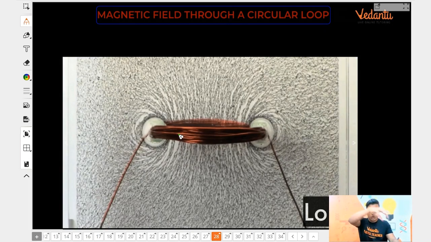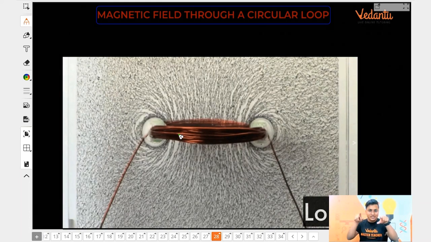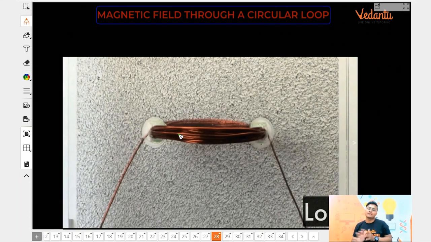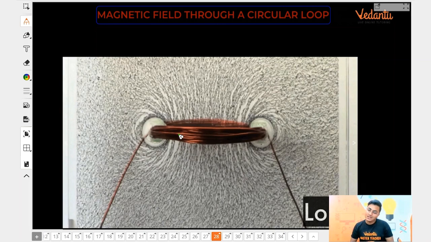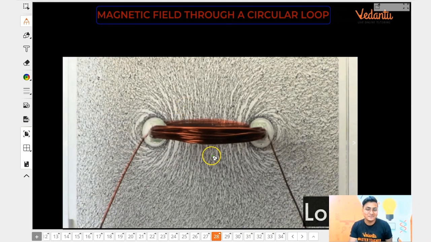So the iron filings are on top of it, and when you turn on the current, you can see circular concentric circles are being formed. That's it. Cool. Awesomely well done, guys. Awesomely well done. I believe all of you understood that particular part.